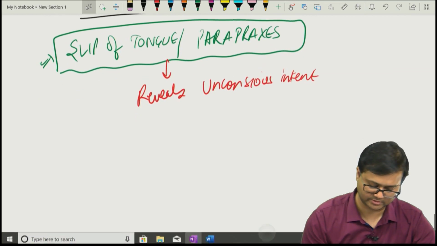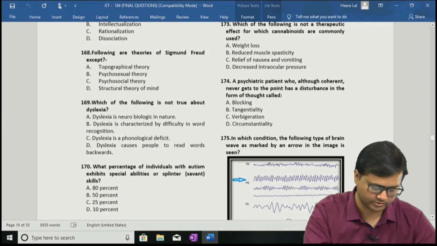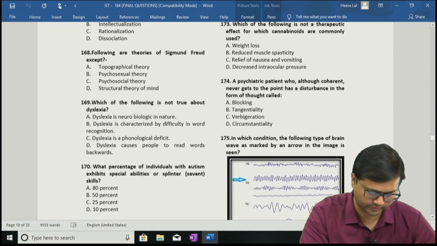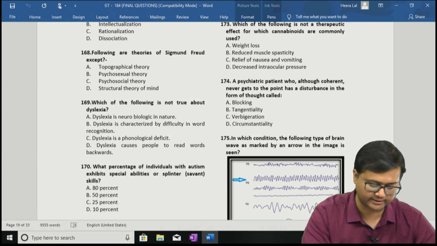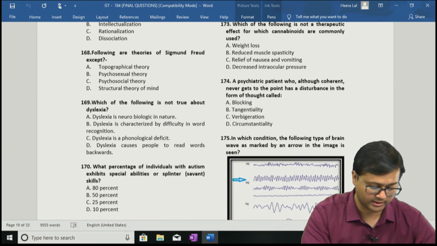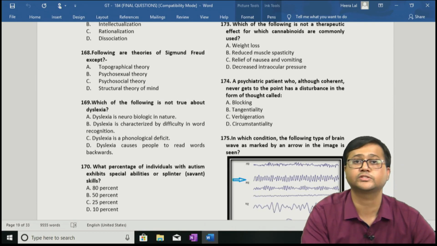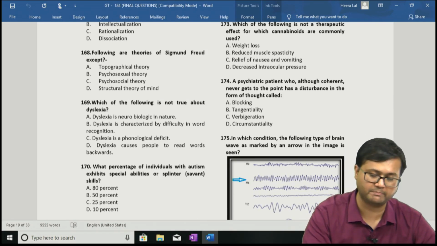Now let us discuss the next question. Question 169, which of the following is not true about dyslexia? Option A, dyslexia is neurobiological in nature. Option B, dyslexia is characterized by difficulty in word recognition. Option C, dyslexia is a phonological deficit, and option D, dyslexia causes people to read words backwards.